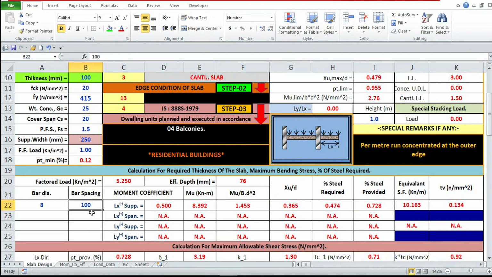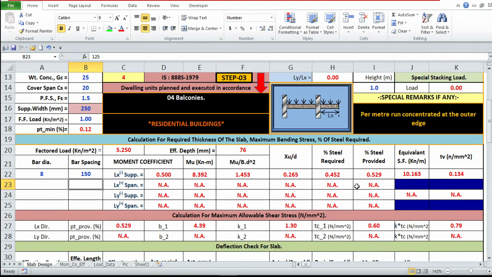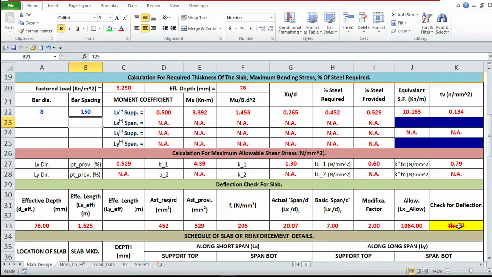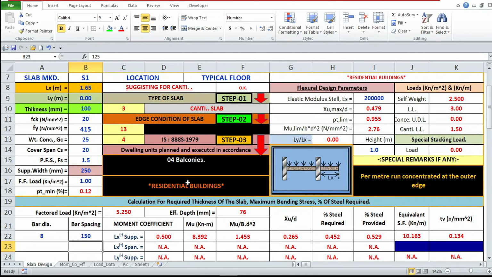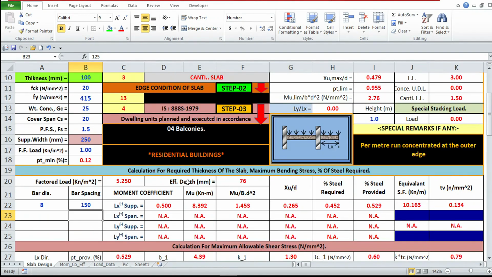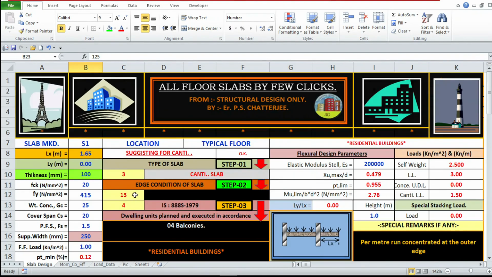After changing the value of bar spacing to 100, it is okay. Required steel percentage 0.474 and steel provided 0.728. So we can increase the spacing. This is also okay. But in the case of the deflection check, the allowable Lx is equal to 1.064, but we have 1.65. So we have to increase the thickness.